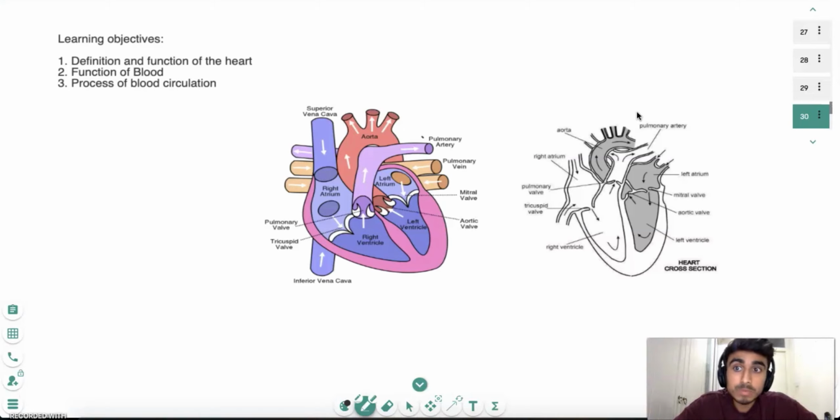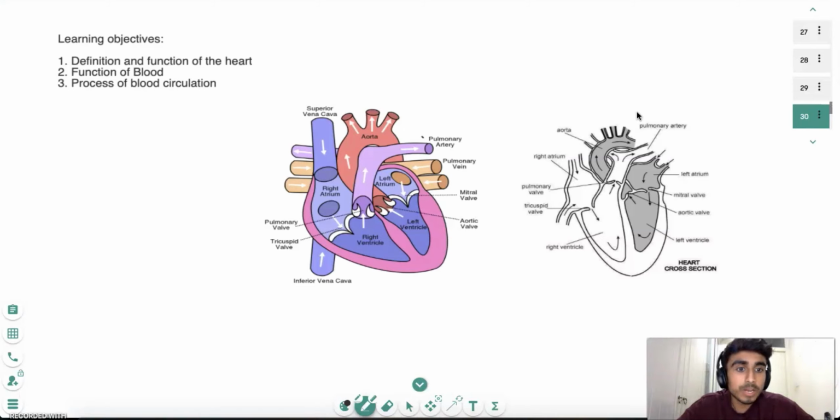The second learning objective is we need to know the function of blood, because obviously, as you know, the heart is very much related with the blood, and we need to know the function of the blood in order to fully understand the function of the heart. And then next we need to understand the process of blood circulation, i.e. how does blood flow around the body through the heart? Okay, so those are the three main learning objectives that we have today.